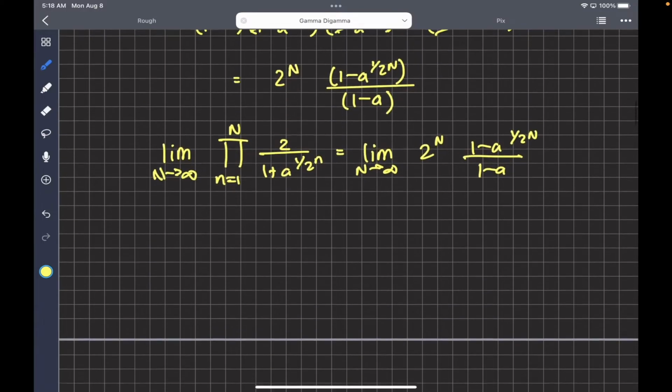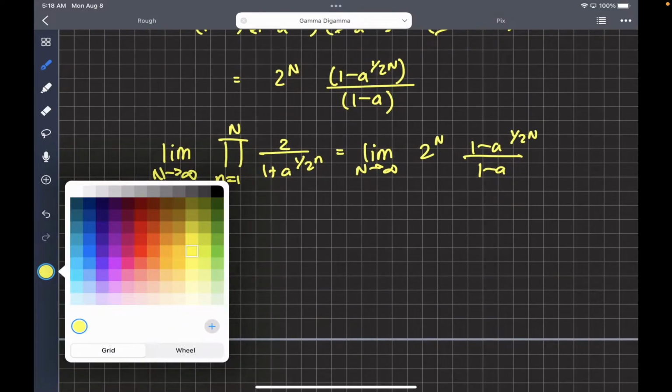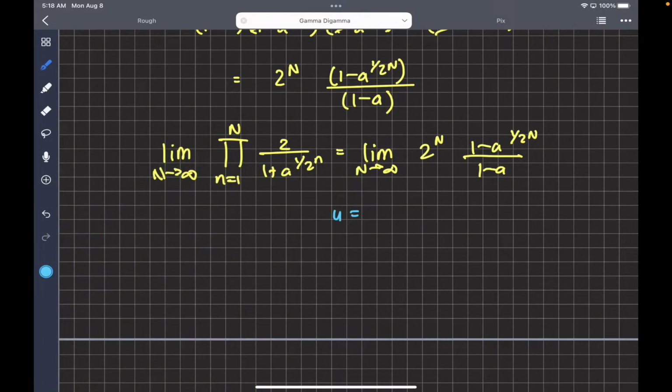We can probably do a change of limits right here. So let's see. Let's say u is 1 over 2 to the n. That means as n goes to infinity, u will go to 0, giving us, this is p infinity. So p infinity is just the limit as u goes to 0 of 1 minus a to the u over 1 minus a, divided by 2.